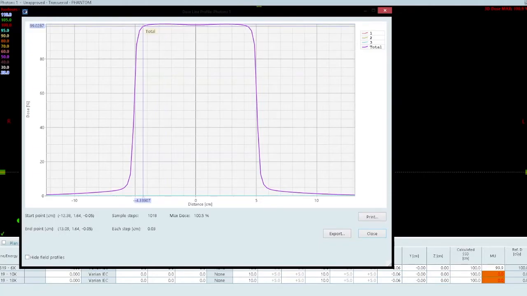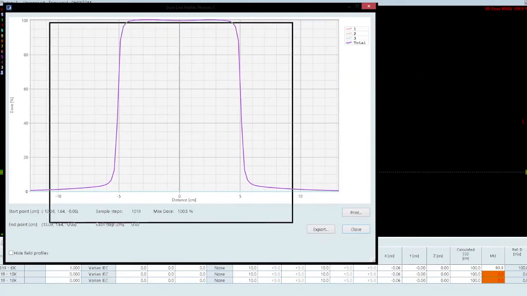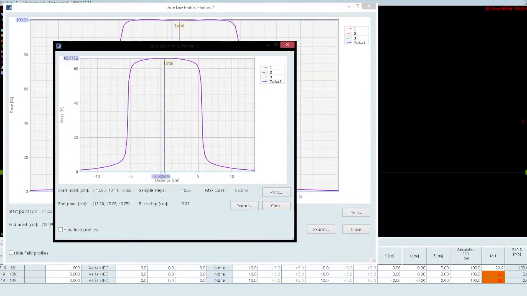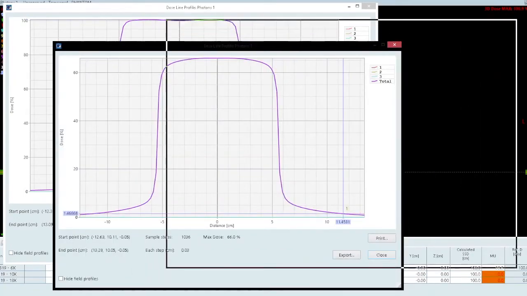The horns are caused by the flattening filter, and that's a conversation for a different day, but you can tell as we go deeper in the patient, you can see what happens to the beam profile. So this is going to be a beam profile at 10 centimeters deep.